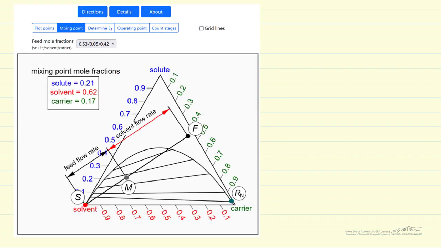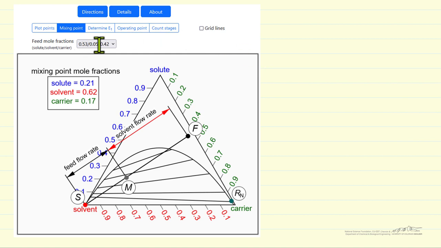So here's a snapshot of the simulation showing one of the steps, the mixing point determination, and we can go step by step through, including counting the stages required to give a certain separation.